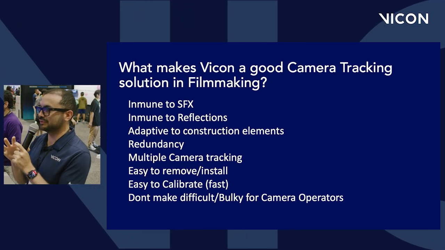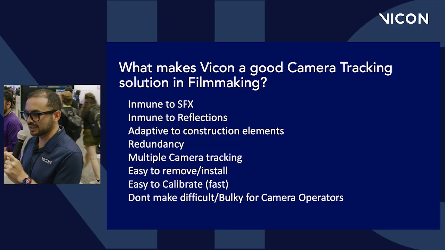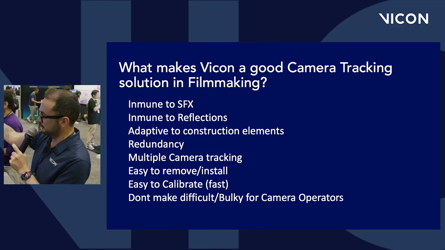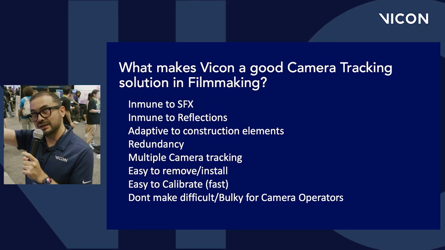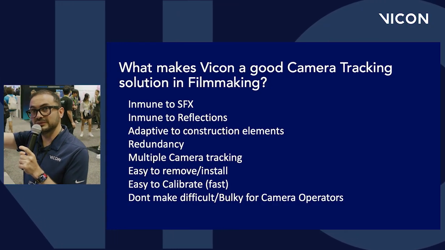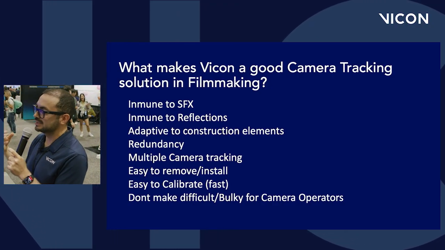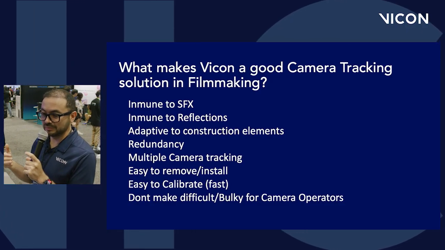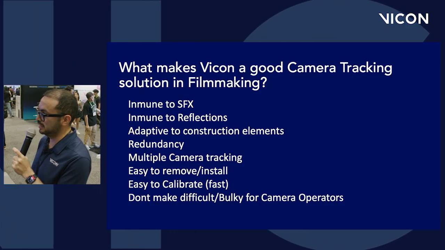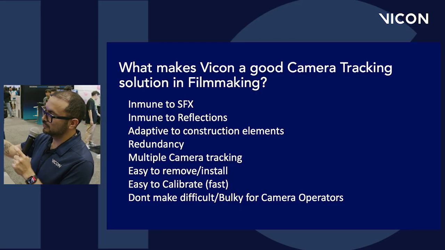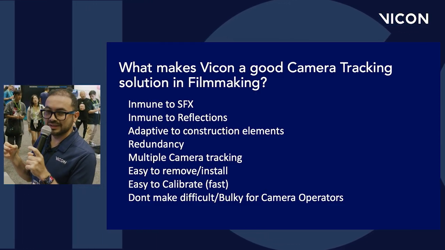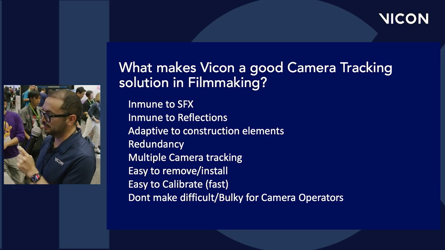This is a very important part of the process, because other tracking technologies use one single camera to track the position of the main camera, but with Vicon we have a lot of cameras, and it doesn't matter if some of the cameras are not working, this system is redundant. So this makes things easier in the middle of the shooting, because you don't need to stop shooting. Okay, it needs to be easy to move, to remove, to install, easy to calibrate, and for sure it needs to make things easier for the camera operators.